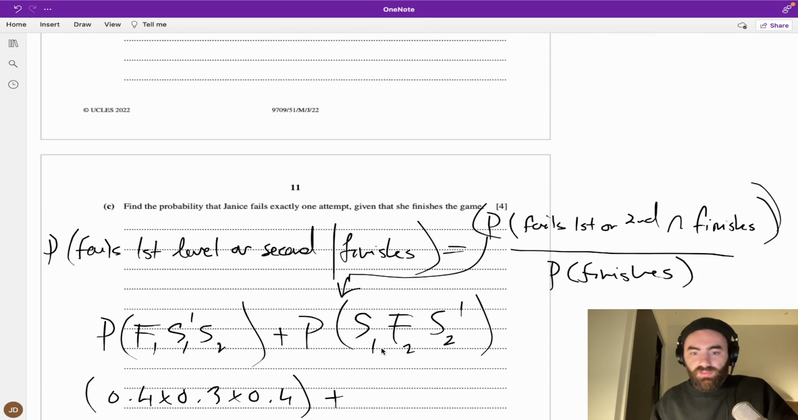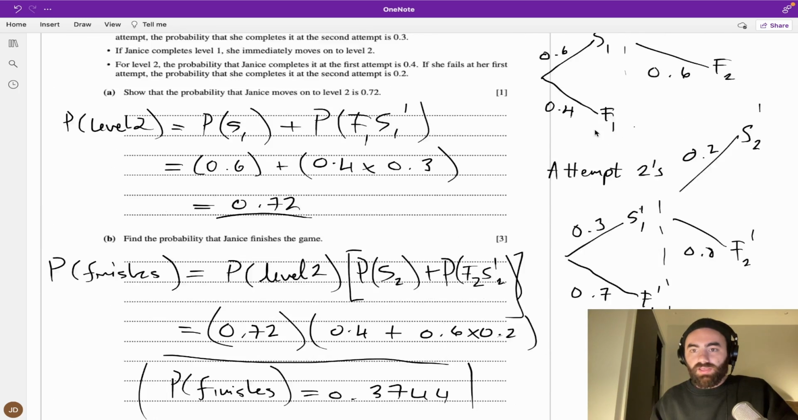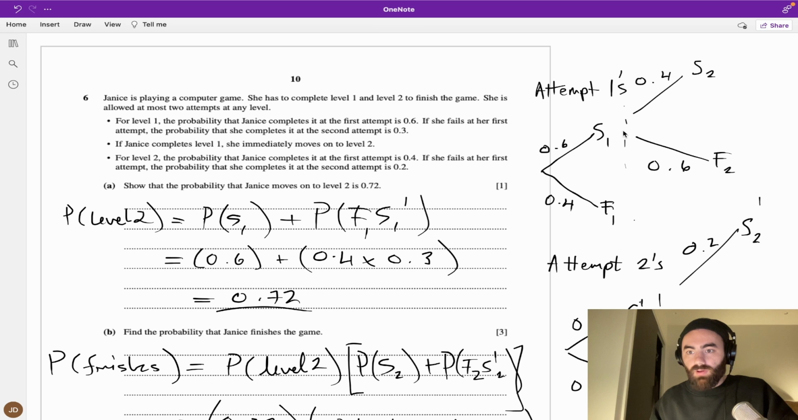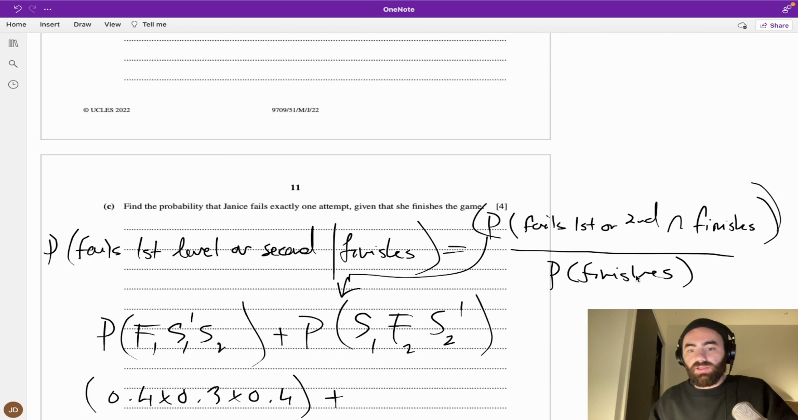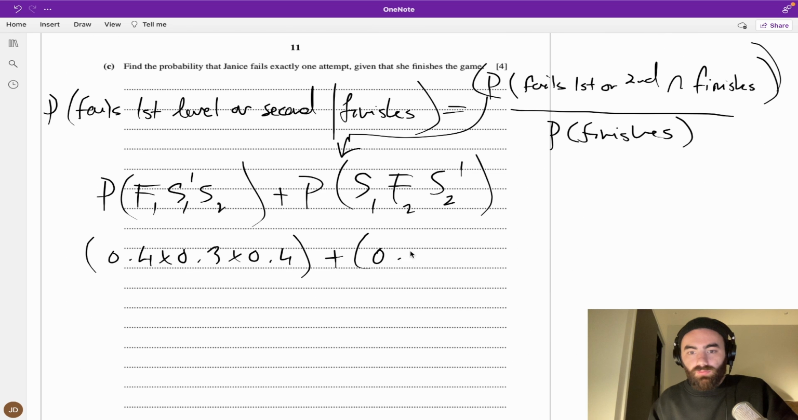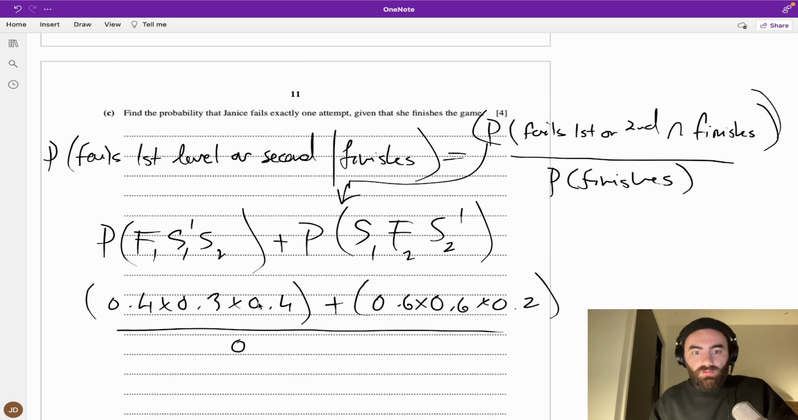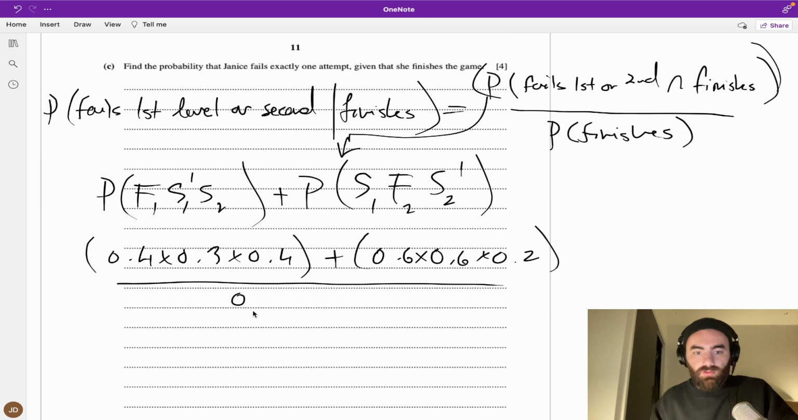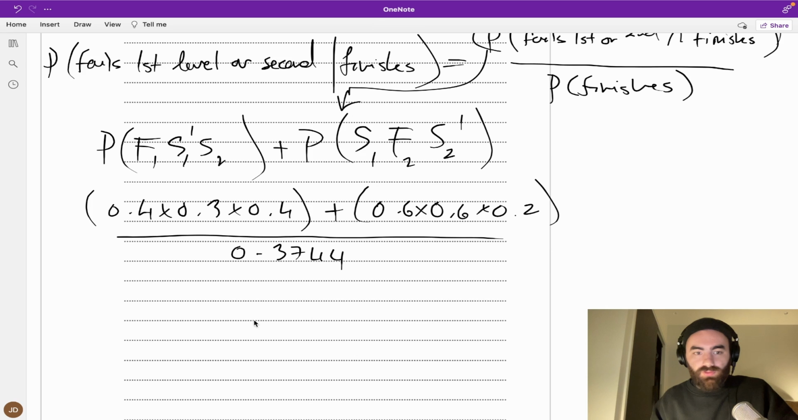plus probability success fail. So success on the first attempt at level 1, fail on the first attempt at level 2. So 0.6 times 0.6, but then succeed on the second attempt at level 2. So 0.6 times 0.6 times 0.2. So that's that divided by this 0.3744.